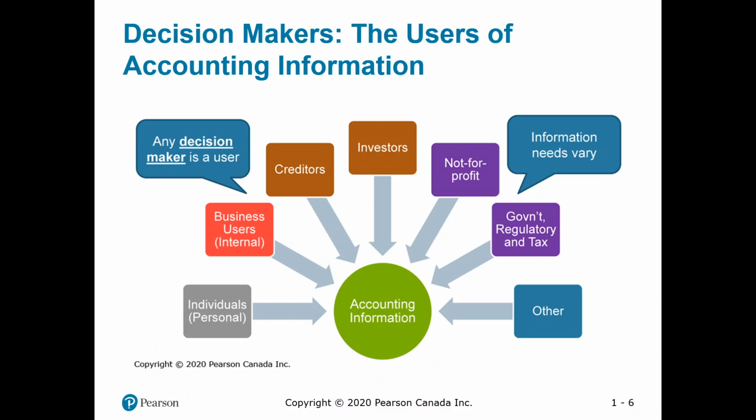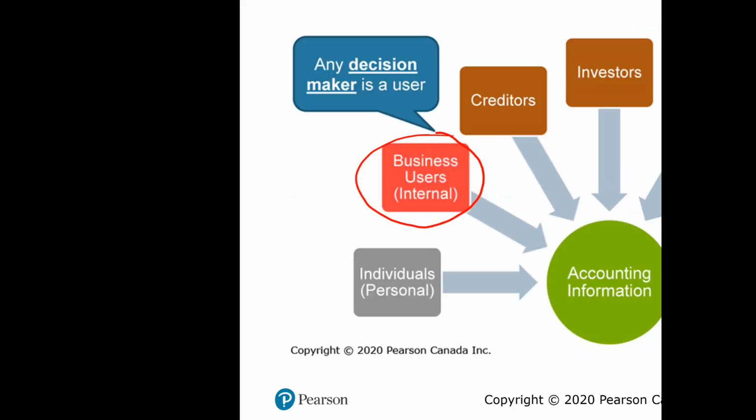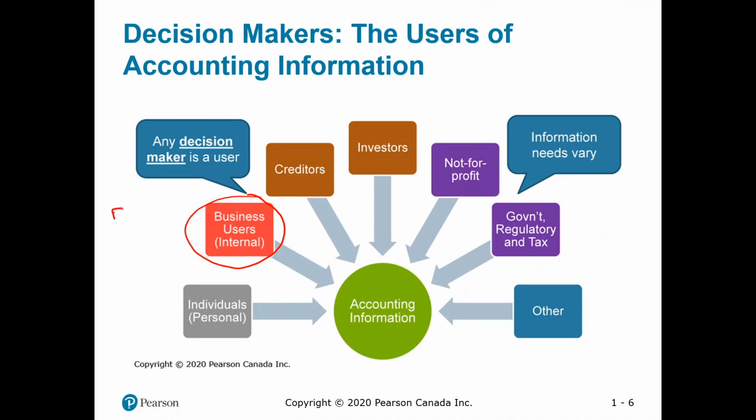They're broken out into two categories, and the first here is lumped as business users and internal users. So these are users. Examples here would be an owner of a business.